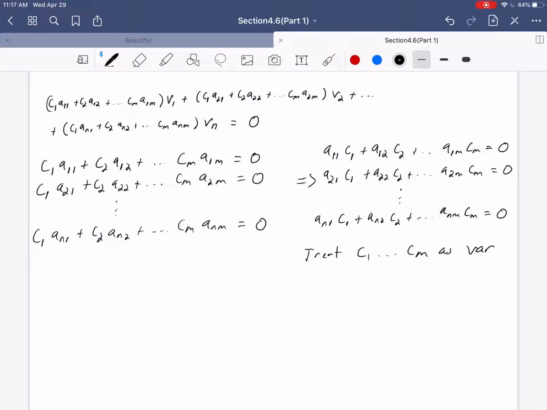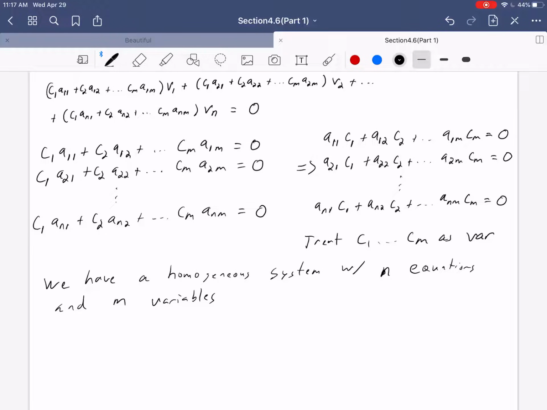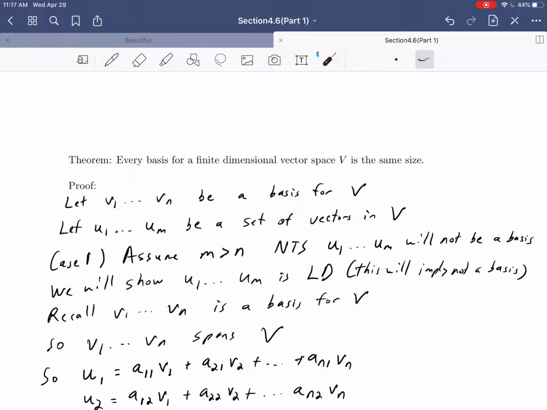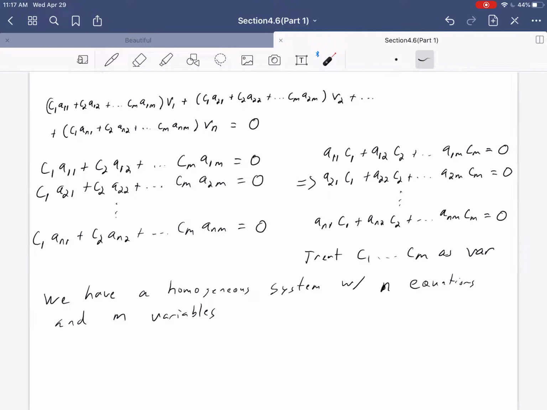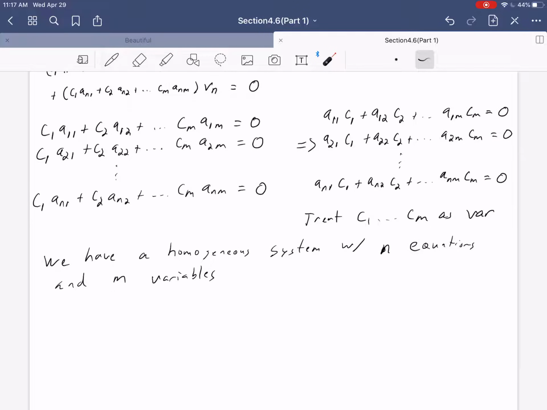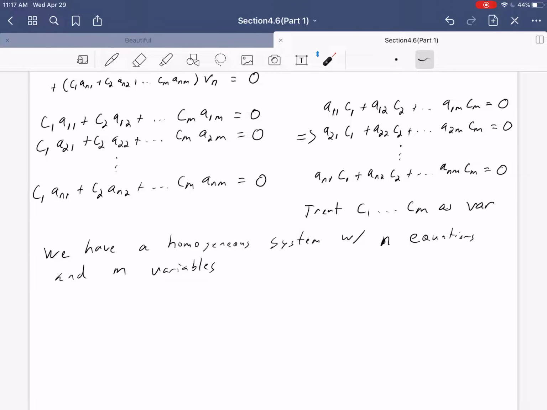So what this tells us is we have a homogeneous system with N equations and M variables. Okay, but we know a little bit more. Remember, back from our assumption that M is greater than N. In other words, in this system of equations, we have more variables than equations. Since it's homogeneous, we know it automatically has solutions, and we know that this guarantees that it has infinite solutions.